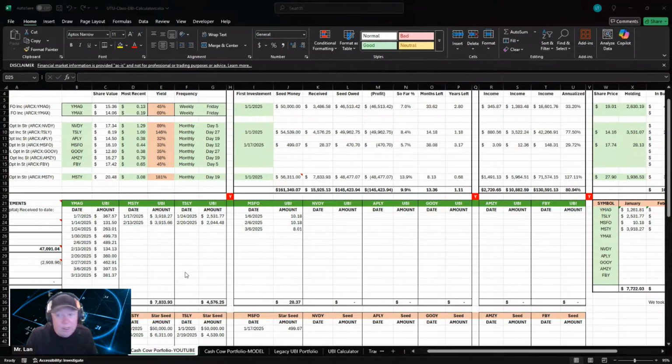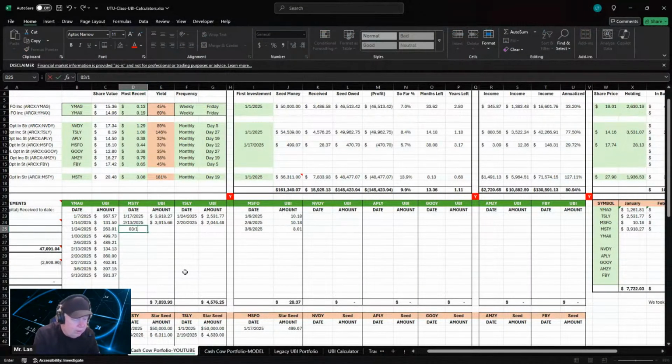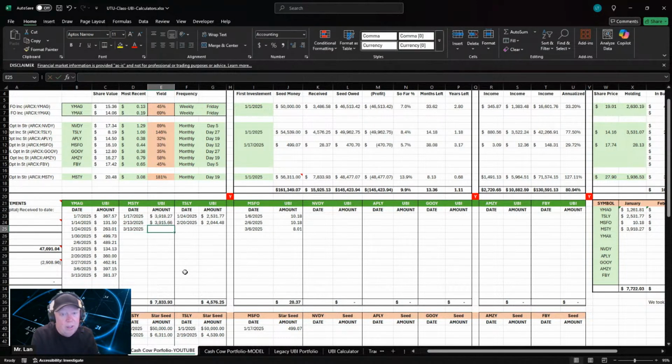Oh, now I forgot the date. March 13th. 03/13/2025. And we got $1.37 per share times how many shares? We have 1,936 shares, 0.53 shares. Equals 2,000. That's not as good as last time.